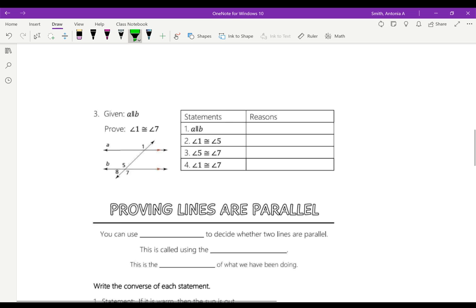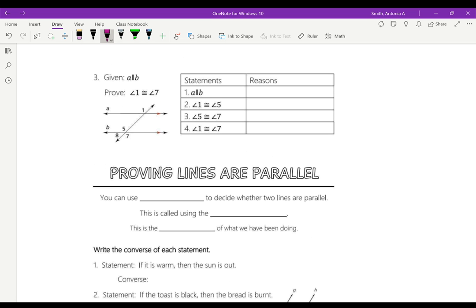Let's move along. Number 3 is a really short proof. We have the given information that A is parallel to B. They want us to prove that angles 1 and 7 are congruent. So in this picture here, here's angle 1, here's angle 7. These angles have a relationship we know the name of already. These are alternate exterior angles. So this is the alternate exterior angle theorem that we're trying to prove here, which says that if your lines are parallel, alternate exterior angles are congruent.